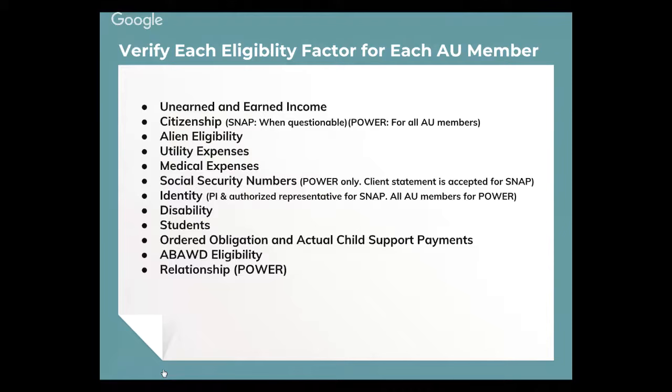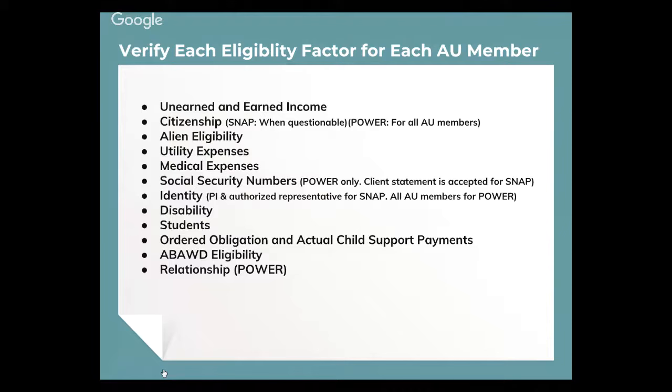We may also need to verify alien eligibility if we have someone who is not a citizen, utility expenses, medical expenses, social security numbers. For Power only, we actually have to have those social security numbers verified. For SNAP, we can use client statement of those numbers, and then our system interfaces with Social Security to make sure that what we have is correct. We may also need to verify identity. For SNAP, it's the PI and the authorized representative. However, for Power, we would need to verify the identity of all assistance unit members.